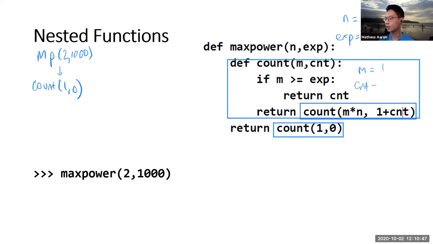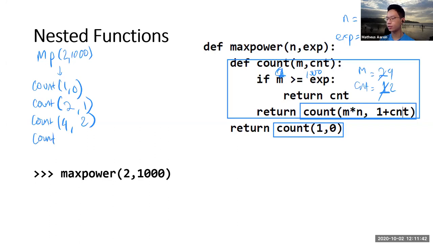If m is greater than exp, in this case m is 1, and since exp does not exist inside count, we'll look for the value outside count, and yay, we found one, which is 1000. So this is false. It will not return cnt. It will return count m times n, which is 1 times 2, which is 2, and 1 plus cnt 0 is 1. Hence, it will be count 2 1. So we'll have a reset of values here, and then we'll repeat the process. If m is 2, it's not greater, it will give me count 4 2, then 4, it's not, count 8 3, and so on.